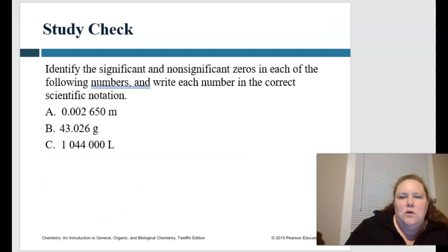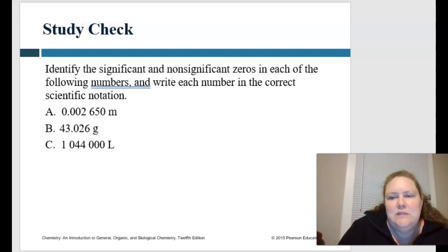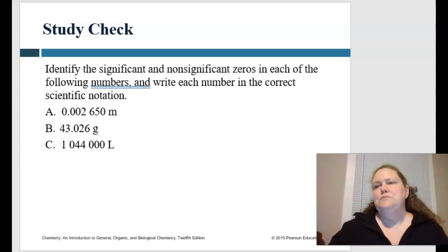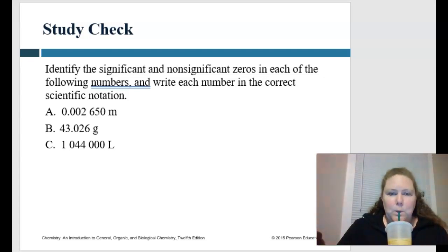Okay, so here's an example. Identify the significant and non-significant zeros in each of the following numbers and write each number in the correct scientific notation. I'll give you a second to do that.